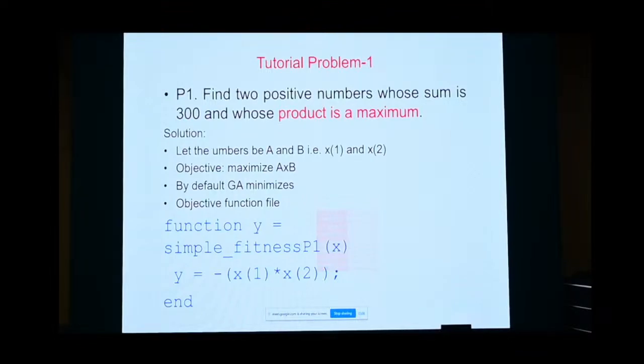But there is a constraint whose sum is 300. So x1 plus x2 should be equal to 300. So this is a constraint function. The constraint directly you can specify as a constraint, or as a penalty function you can add also. Next slide.